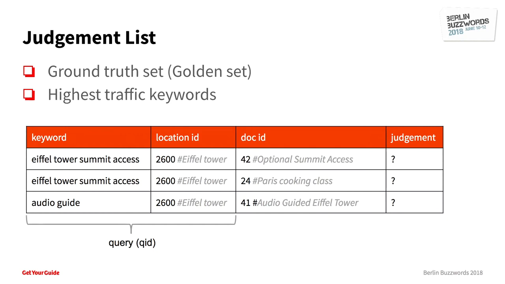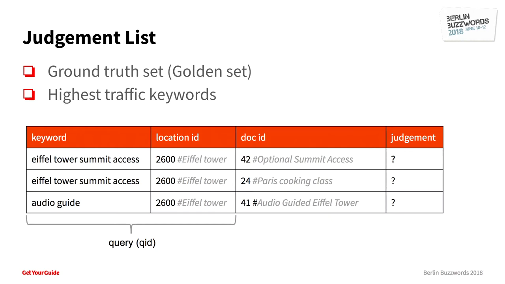We have a search keyword, and for that keyword, for that location page, in this example the Eiffel Tower, and the keyword Eiffel Tower summit access, we want to get some signal here: what is the relevance, the judgment for this document. In the second example, we have Paris cooking class for the Eiffel Tower, which might not be relevant, but we have to collect this somehow. And we also have simple search keywords, keywords without a location part, for example, in the context of the Eiffel Tower, audio guide.